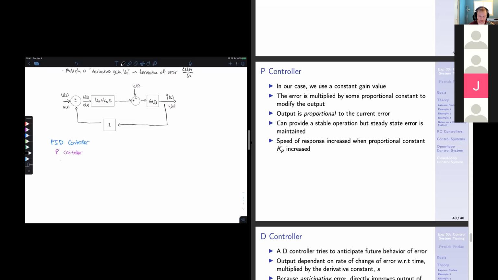Okay, so we'll say the error is multiplied by a constant, by a proportional constant, to modify the output.